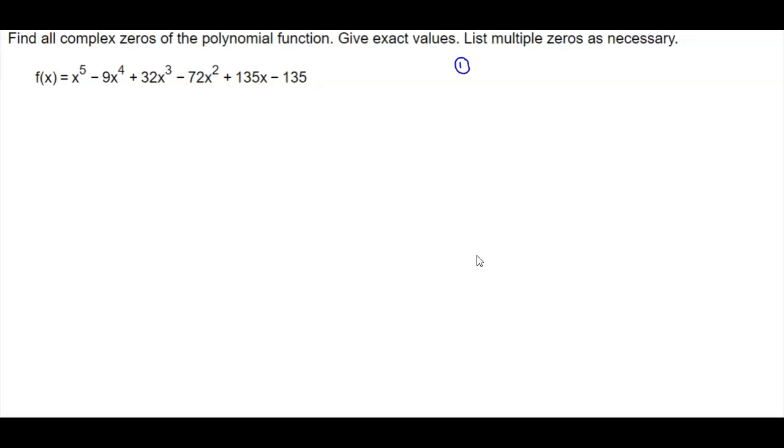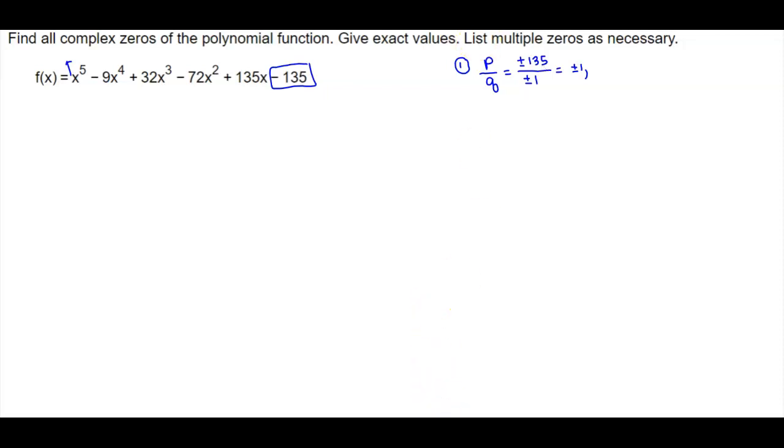So we have p, and then we're dividing that by q. Now p represents the constant. So in the numerator we have plus or minus 135. In the denominator we have plus or minus 1, which represents q. So what we want to do is find all factors of 135. Well, we know that plus or minus 1 over 1 is a factor. The next one is 3.